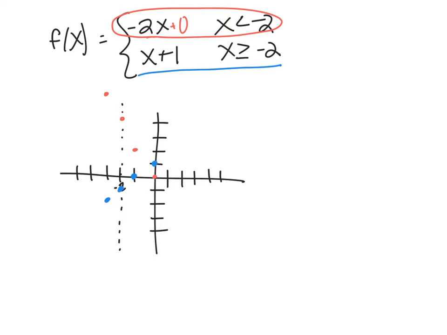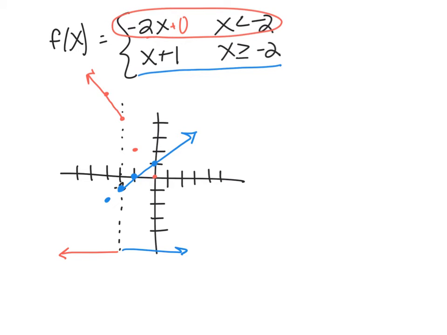So when x is less than negative 2, so from this line to the left, that's where we're going to have our red graph, negative 2x. So you can just go ahead and start connecting the dots only to the left side of negative 2. And then when x is greater than negative 2, so from here to the right, that's where we're going to have the blue graph. So we want to start at negative 2, connect our dots to the right. Now the other key to look at is the fact that the bottom one says x is greater than or equal to negative 2.